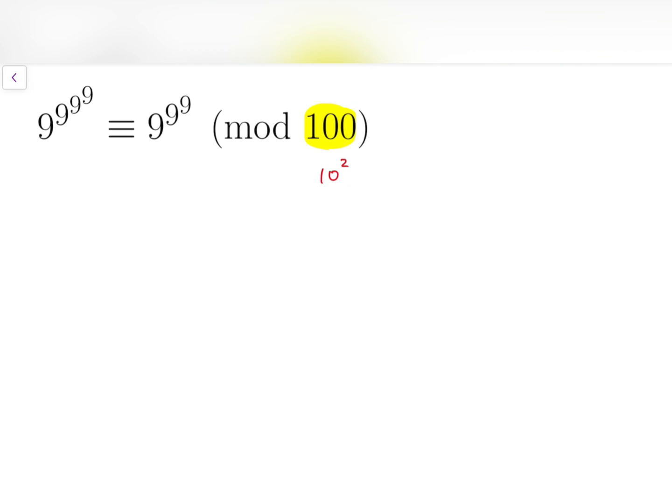And coincidentally, the base of the power at the other side, that's 9, is actually really close to the base of the power that we are doing mod on, and that's 10. So there's a very useful tool on this, which is to use the Binomial Theorem.